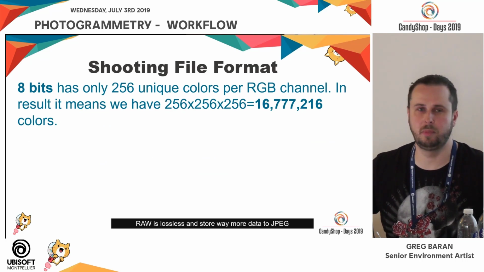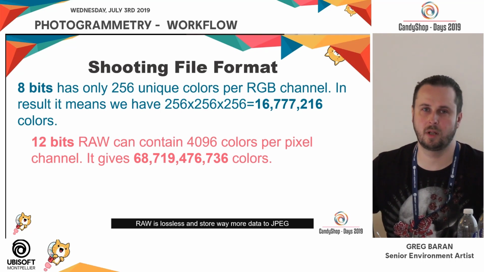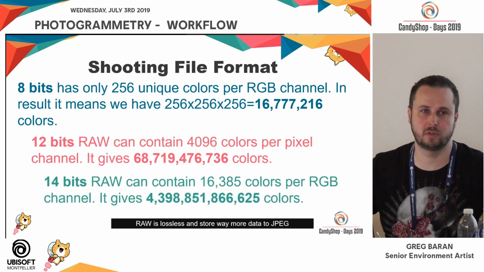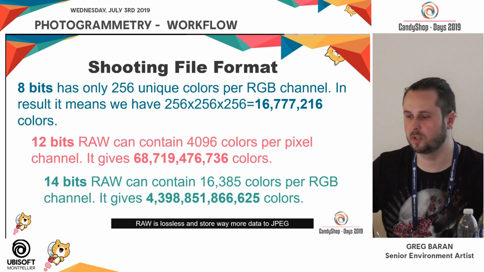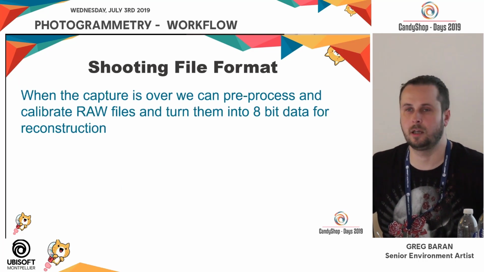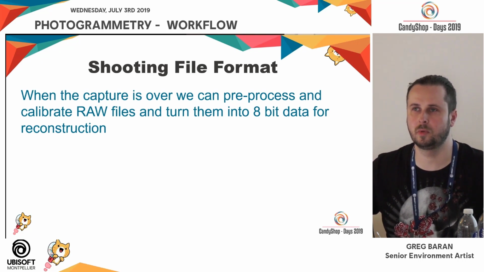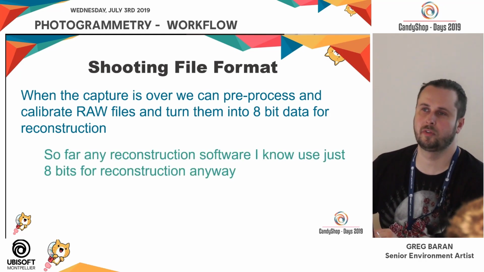To compare, 8-bit, which is JPG format, can contain 16 million colors. To compare, 12 bits can handle 68 billion, and 14 bits 4 trillion colors. So that's the difference. And while we are shooting RAW, we have a lot of data to trim after and tweak. If we shoot JPG, we have nothing to trim and we are losing data. So this file format is considered lossless.